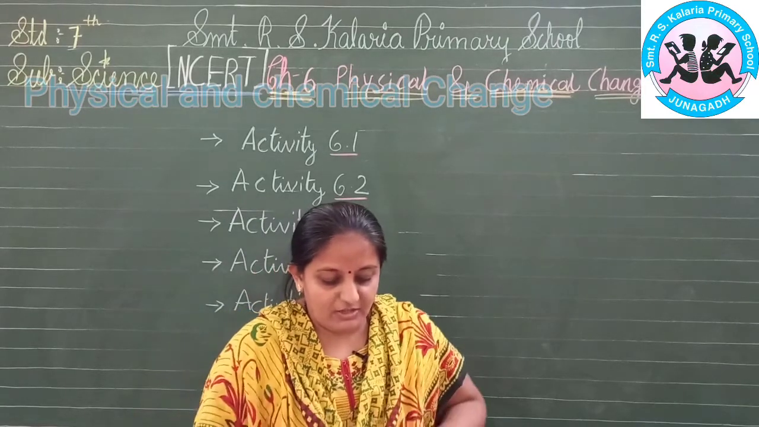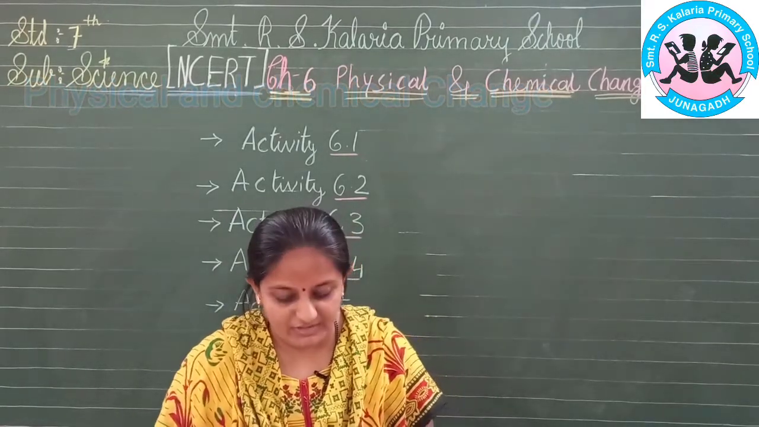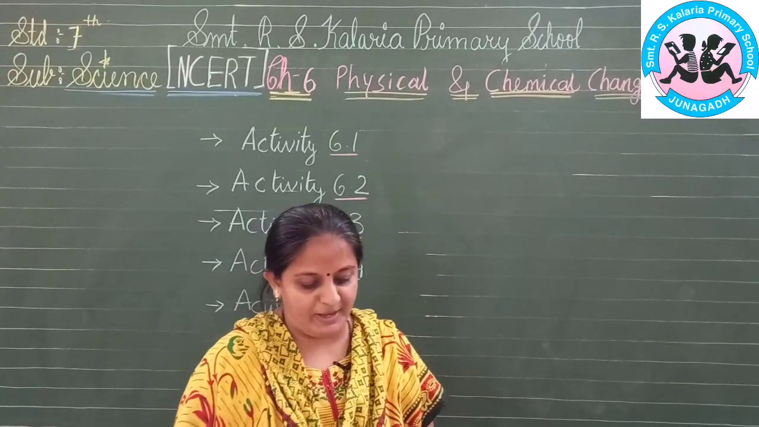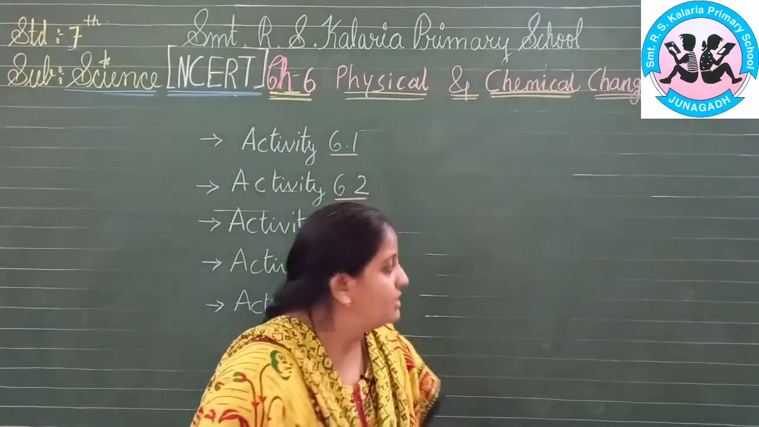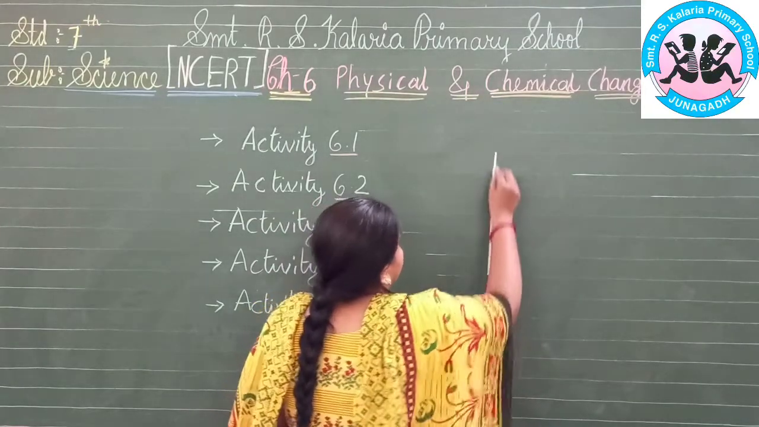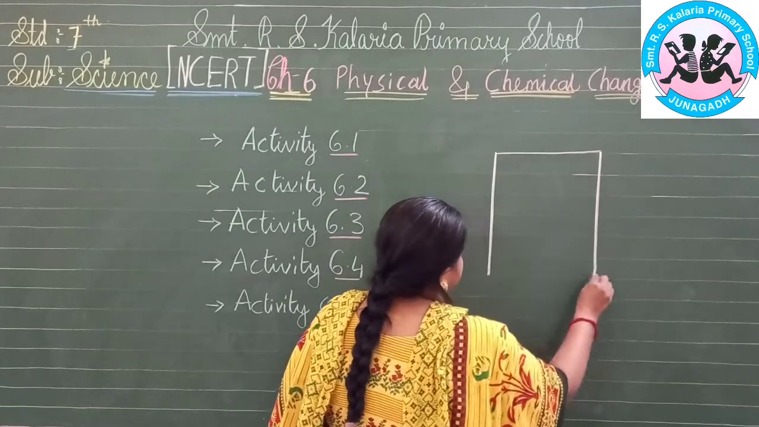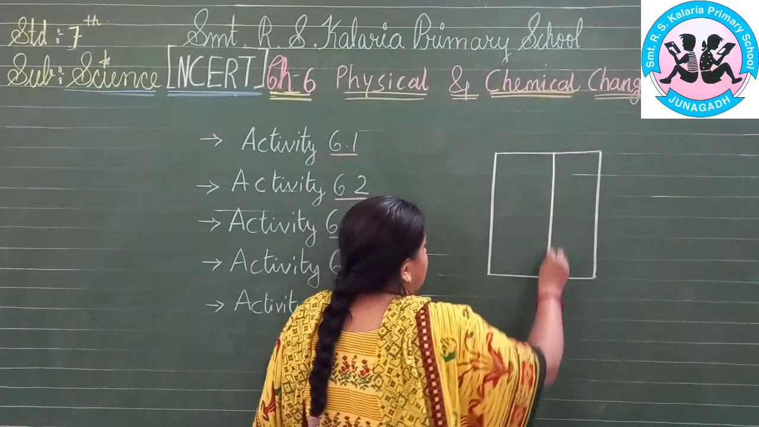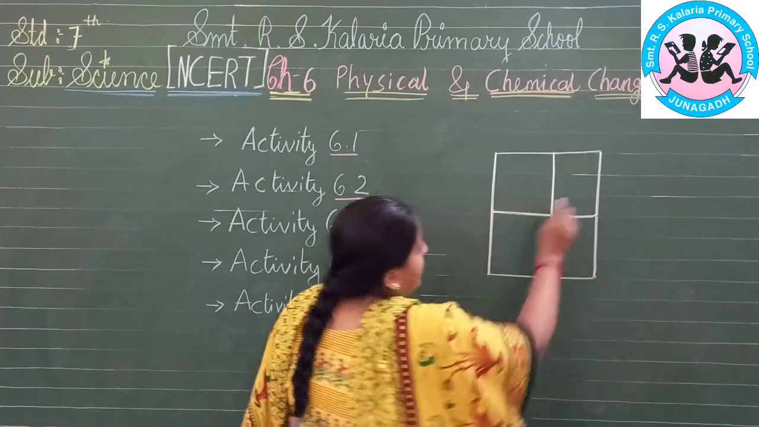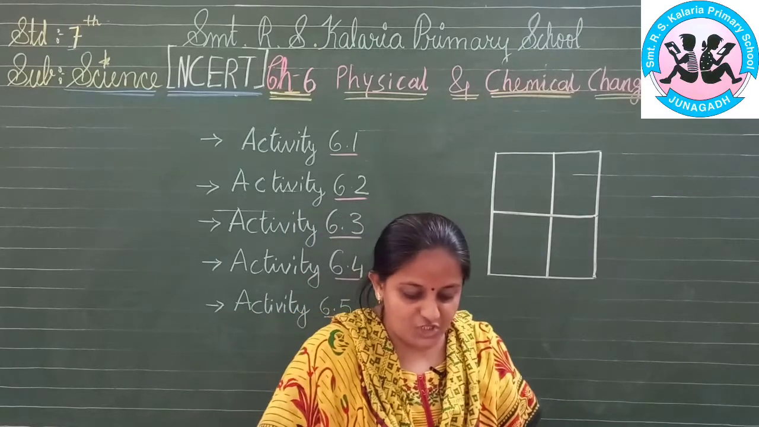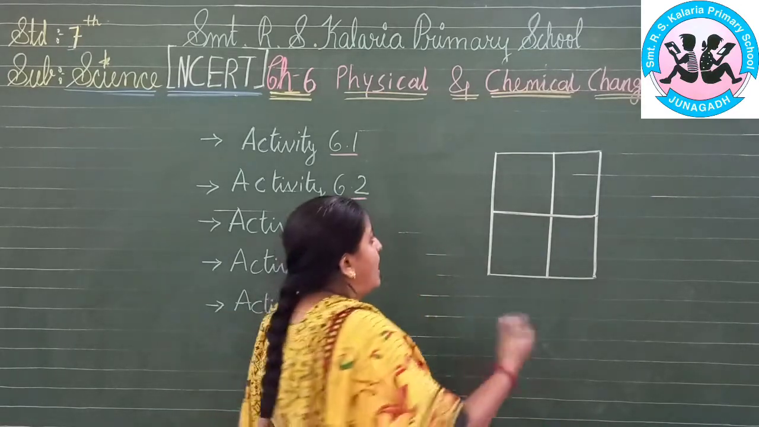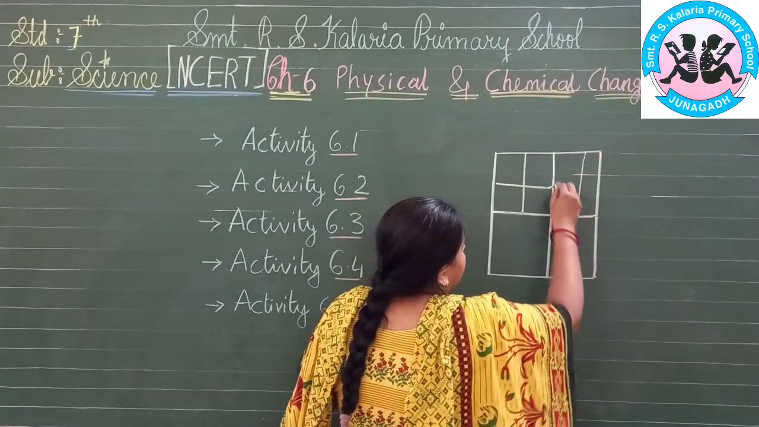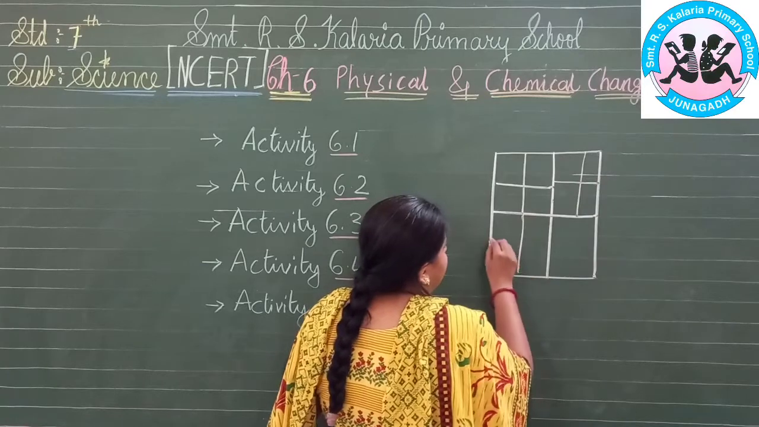Now dear students, the very first activity in our textbook, 6.1. What we have to do is take a piece of paper and cut it into 4 square pieces like this. Suppose this is your square paper, isn't it? Now you have to cut this paper into 4 equal parts. Next, cut each square piece further into 4 parts. आगे भी यही करना है. Again 4 parts, again 4 parts.